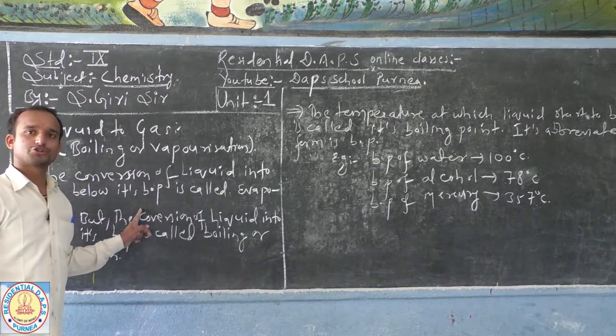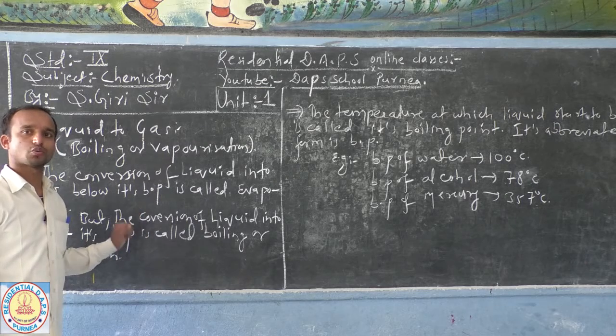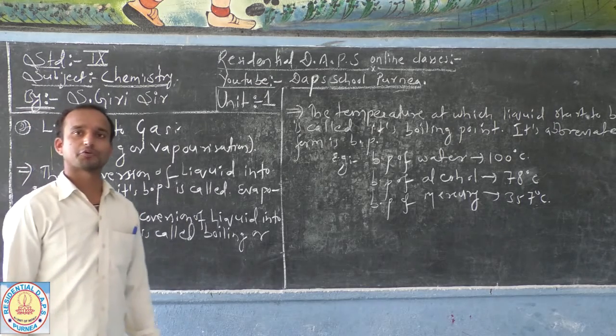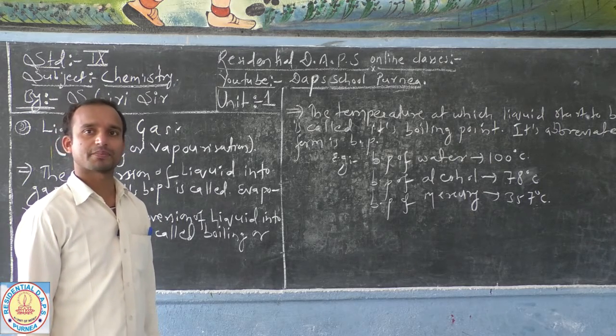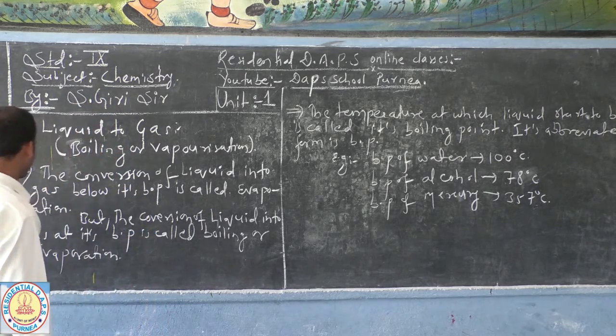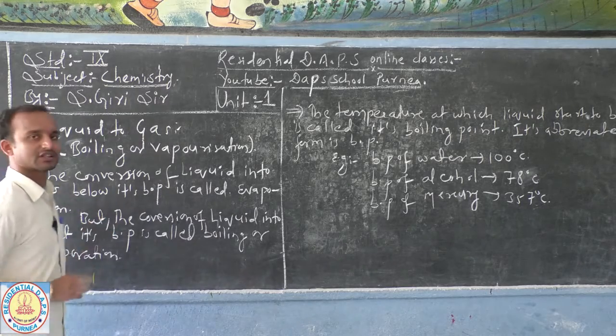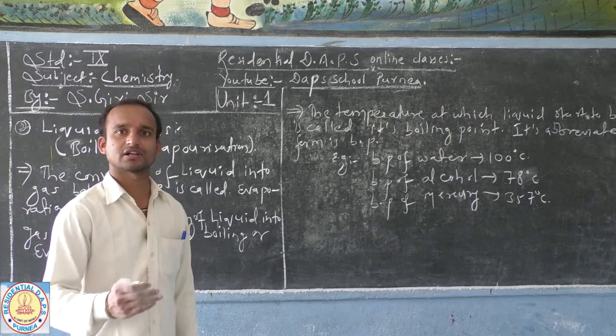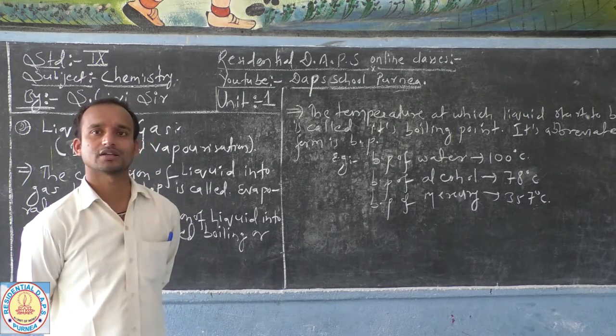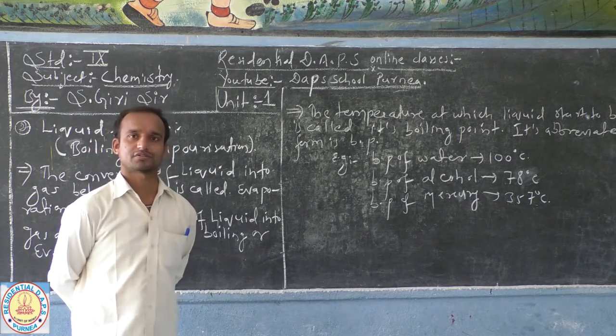So now, dear student, I told you earlier, it is time to discuss what is boiling or vaporization or evaporation. What is the difference between evaporation and vaporization? Both processes mean the same thing: the conversion of liquid into gas. It means when liquid is changing into gas by the application of heat.